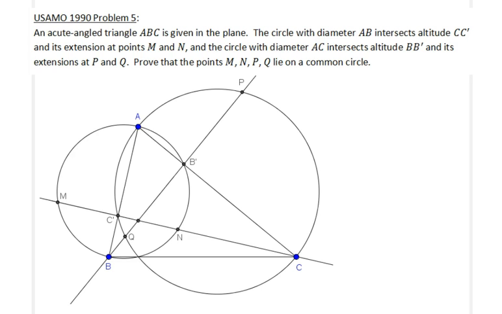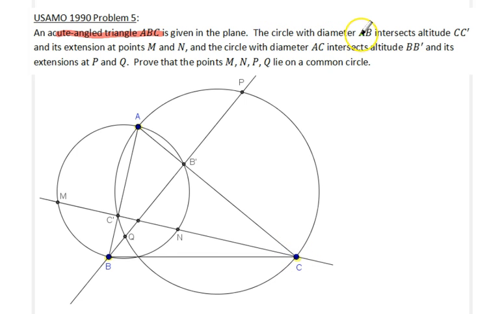Hello everyone, in this lecture we will be going over USAMO 1990 problem number 5. Here's a view of this problem and a simple sketch underneath that problem. We're given an acute triangle ABC. Here you can clearly see our triangle ABC on the plane.